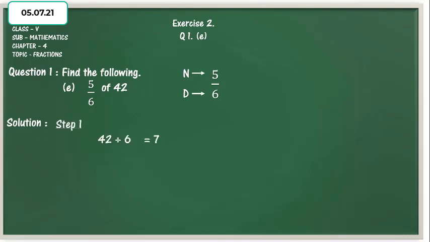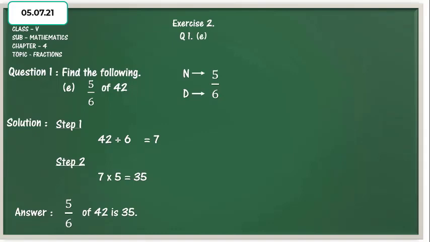First, we need to divide the whole number by the denominator. So, 42 divided by 6 will give us 7. Our next step is to multiply the numerator with the answer. So, 7 multiplied by 5 is equal to 35. Therefore, 5 by 6 of 42 is 35.